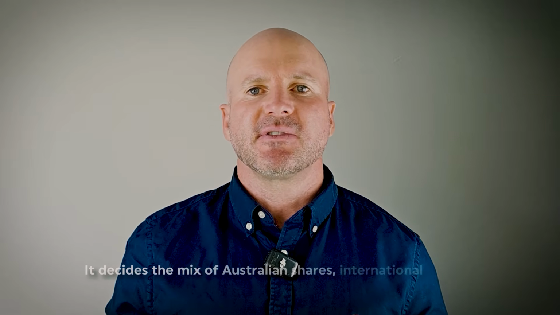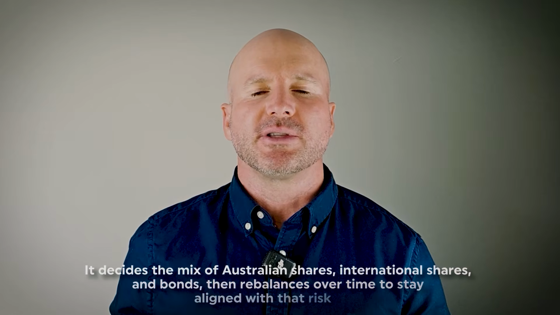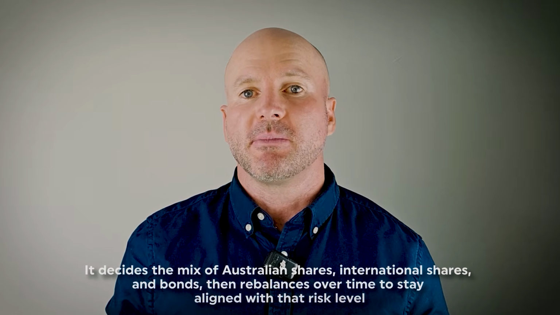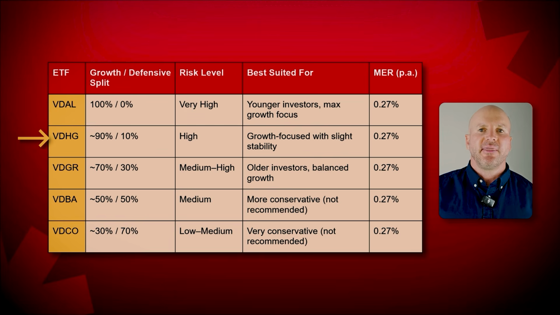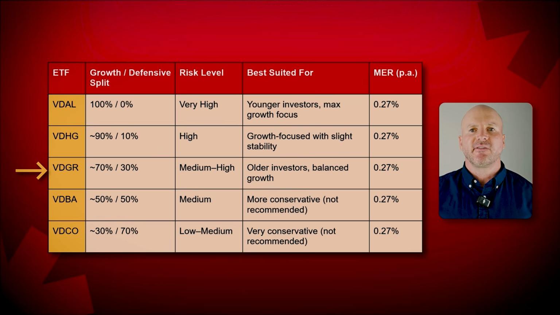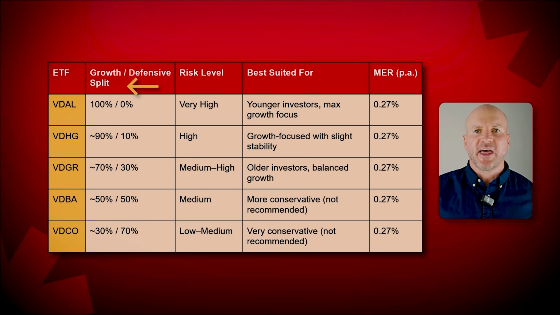It decides the mix of Australian shares, international shares, and bonds, then rebalances them over time to stay aligned with your risk level. Vanguard's diversified ETFs work the same way, except you own them directly on the ASX. The range runs from VDAL at the growth end through to VDHG, then VDGR, down to the more conservative VDBA and VDCO. The main difference is the mix of growth assets like shares and defensive assets like bonds.